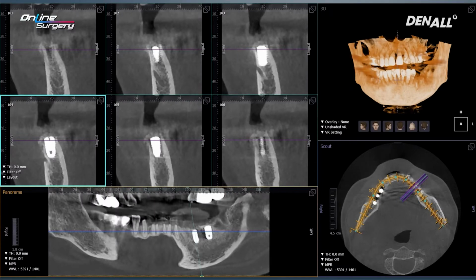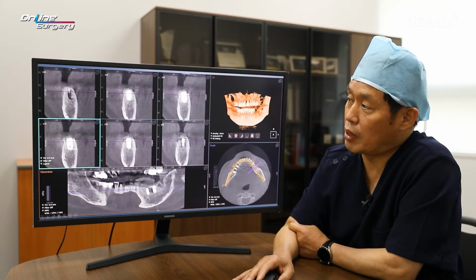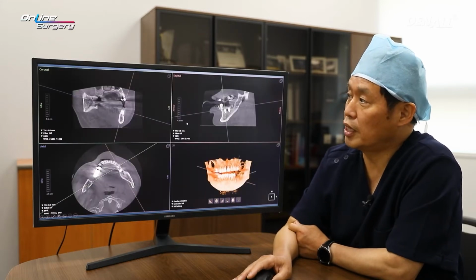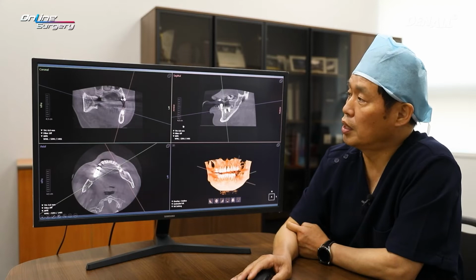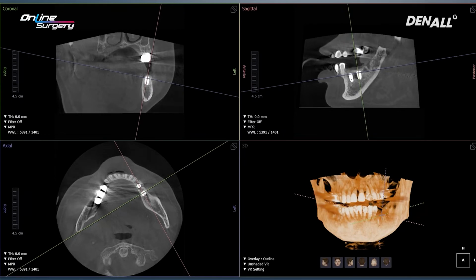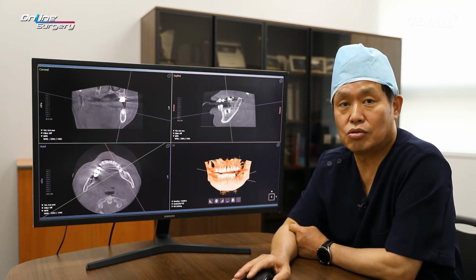As shown, the mental foramen is here. A 4.5 by 8.5 implant was placed, and distal to that a 5.0 by 8.5 implant was placed. On top of that, bone graft was done. In order to prevent alveolar bone resorption, bovine bone was used. A xenograft was used for GBR. Post-op CT shows that the implants were placed in accordance with our original plan, and a successful surgery was done. Let's look at the surgical video.